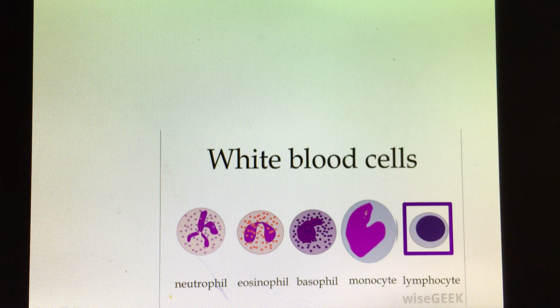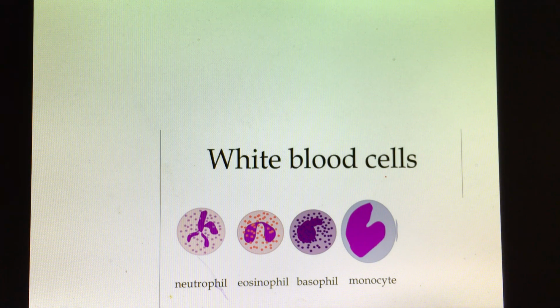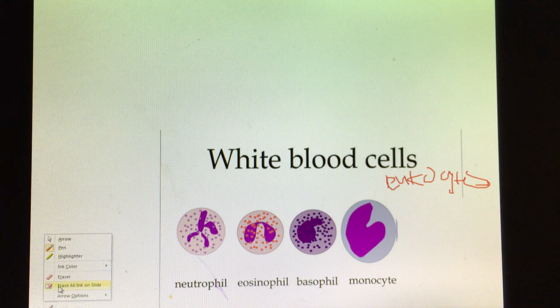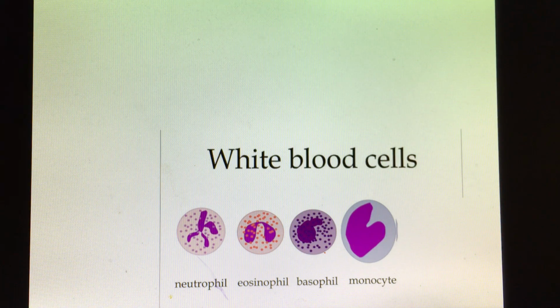So for our white blood cells, this lymphocyte includes our B cells and our T cells. So it's a little bit more specific than we're going to talk about right now. These white blood cells here we're going to talk about are actually called leukocytes. Anyway, so here we have leukocytes, and our first one is neutrophils.